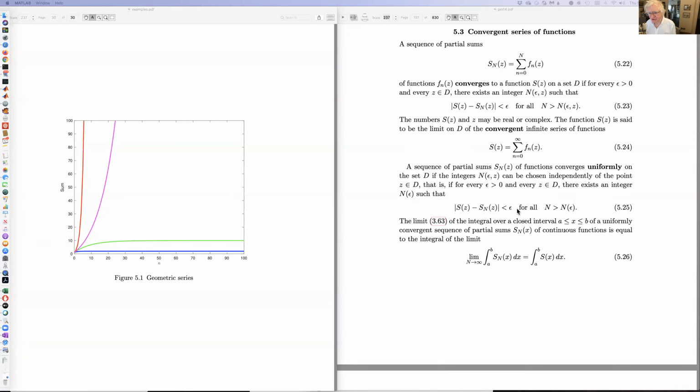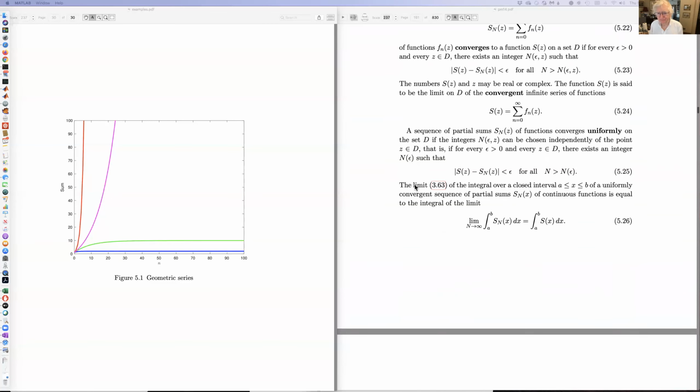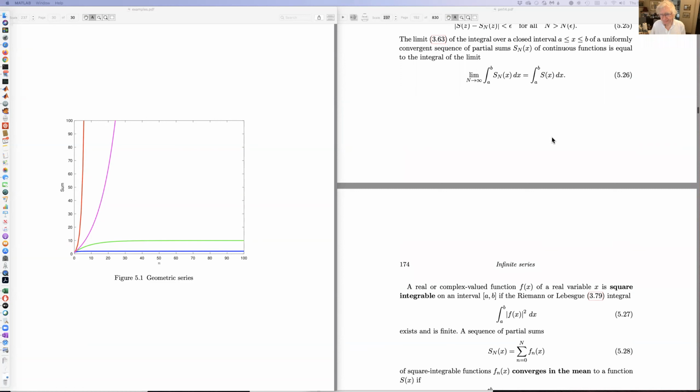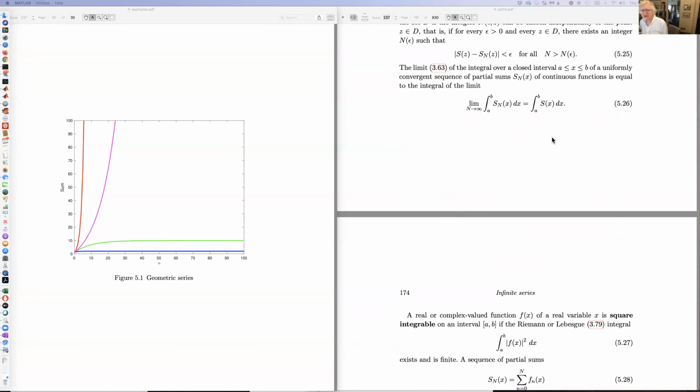We say it converges uniformly if you can choose n independent of z. So you've got this convergence for all n greater than n of epsilon, no matter where z is in the set D. And it turns out that the limit of an integral over a closed interval of a uniformly convergent sequence of partial sums of continuous functions is equal to the integral of the limit. And by the way, if you have continuous functions that converge uniformly on a closed interval, then they converge to a continuous function.